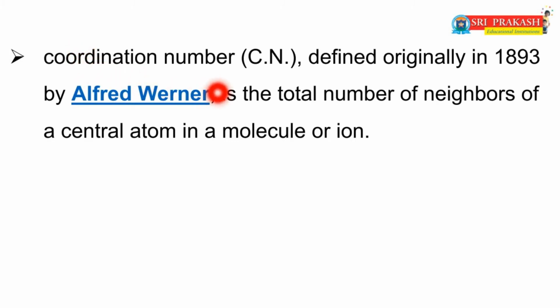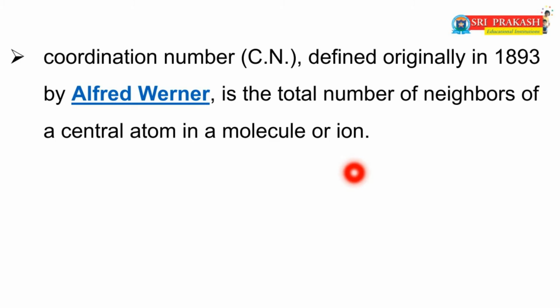Generally, coordination number was defined originally in 1893 by Alfred Werner. Friends, you already know that Alfred Werner is the father of inorganic chemistry. Once again, coordination number, defined originally in 1893 by Alfred Werner, is the total number of neighbors of a central atom in a molecule or ion.